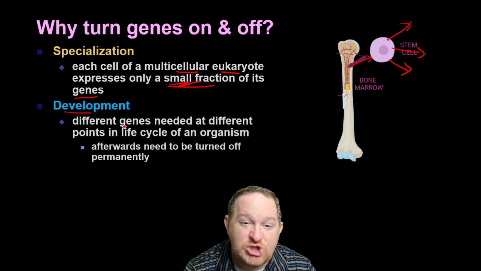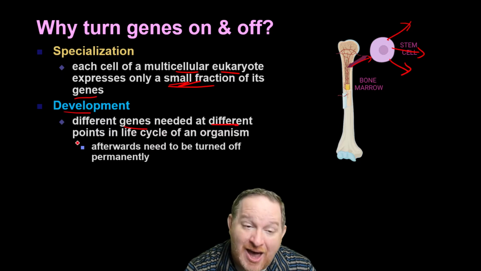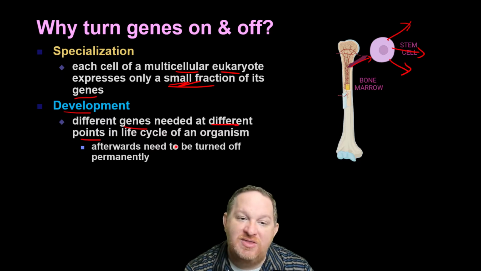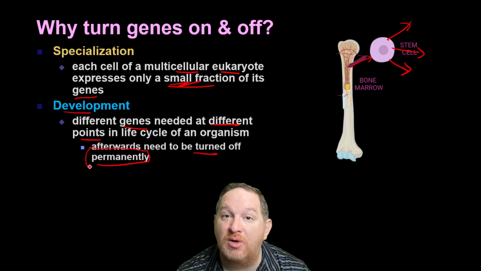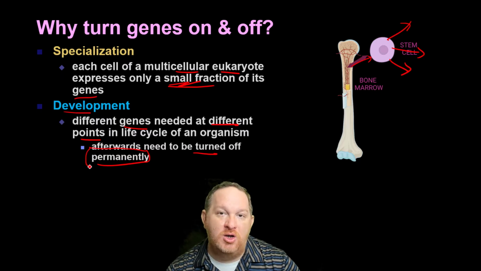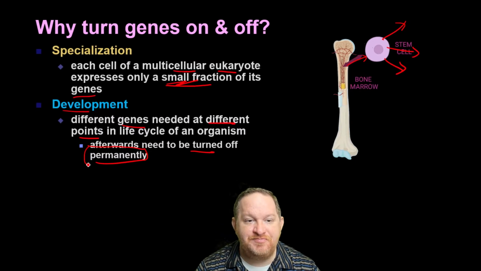So different genes are needed at different times or points in the life cycle of an organism. Afterwards, some need to be turned off, in fact, permanently, right? Like that growing the arm gene. We don't need to grow a new arm randomly. That'd be kind of awkward.